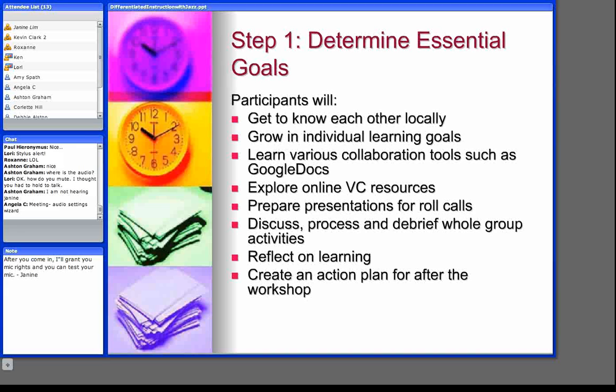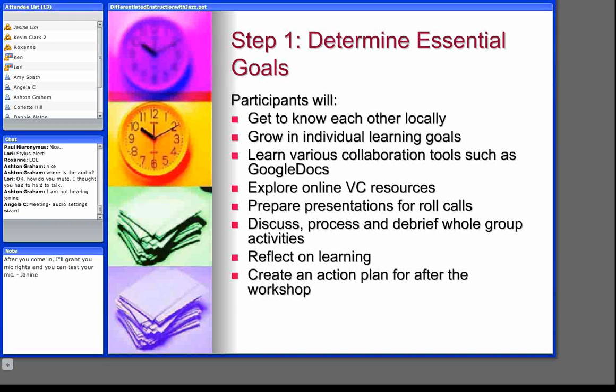All right, so what are the essential goals? What is it that we as the lead facilitators, and as you've done this for a while, hopefully want to make sure all the local participants get to know each other locally. Of course, everybody has their individual learning goals, so we want them to grow. We want them to learn the various collaboration tools, such as Google Docs. We want them to be aware of the different ways to find out about video conferencing resources.